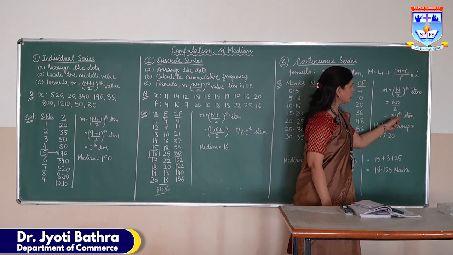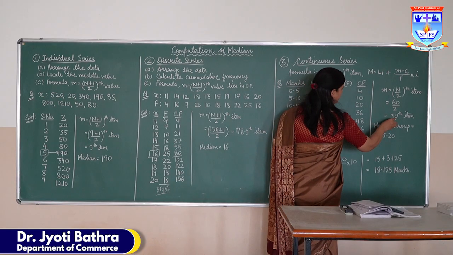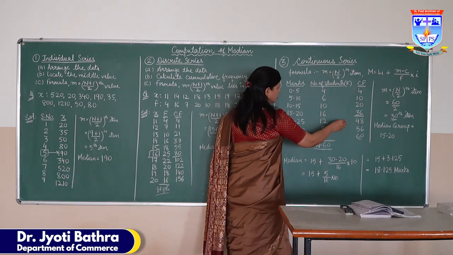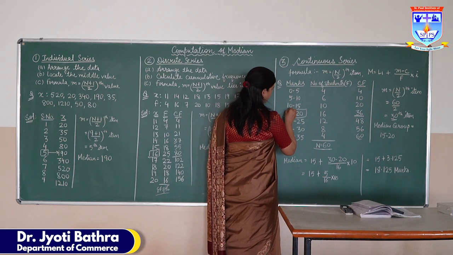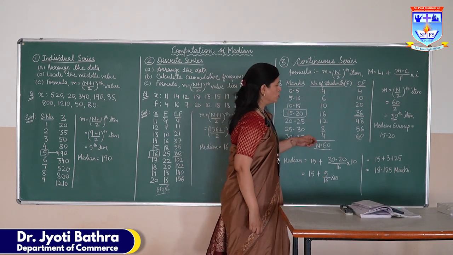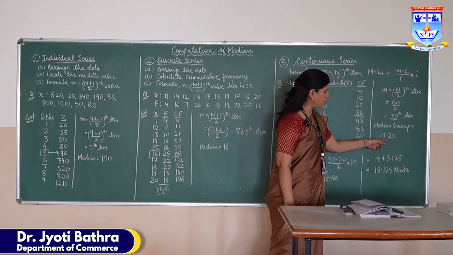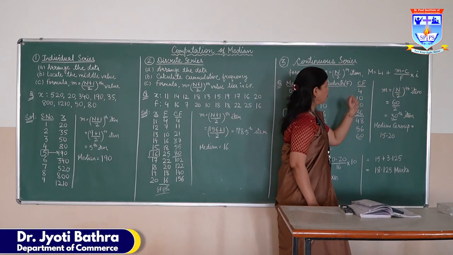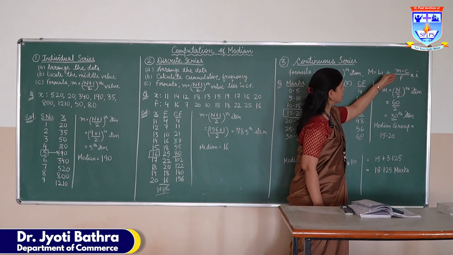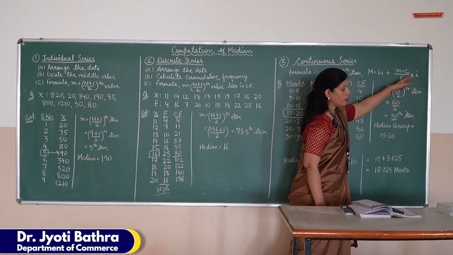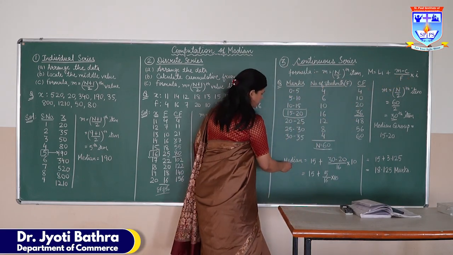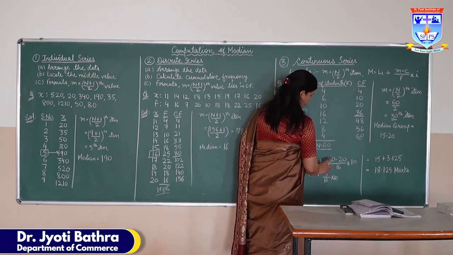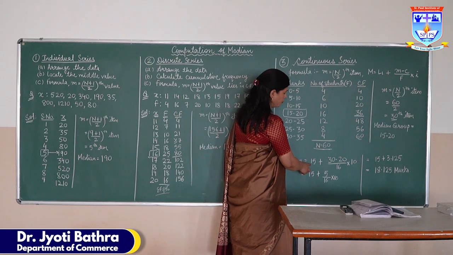That comes to the 30th item. Where does the 30th item lie? It lies under 36, and 36 goes in the 15 to 20 group. So our median group is 15 to 20. Then we will use the formula M equals L1 plus (m minus c) divided by f into i for calculating the median. L1 will be 15, the lower limit of the median group.